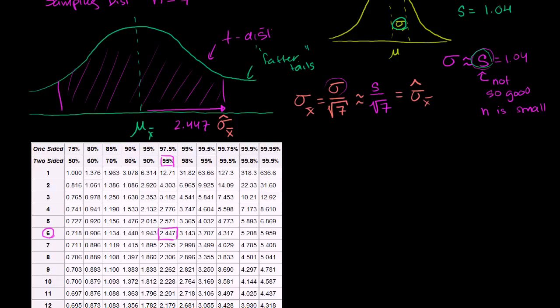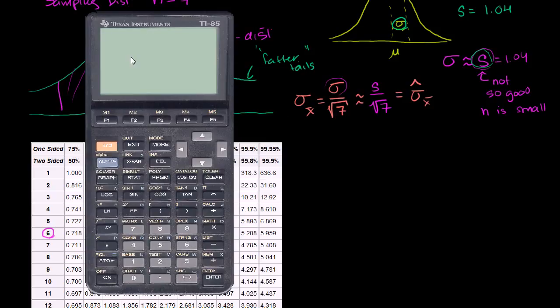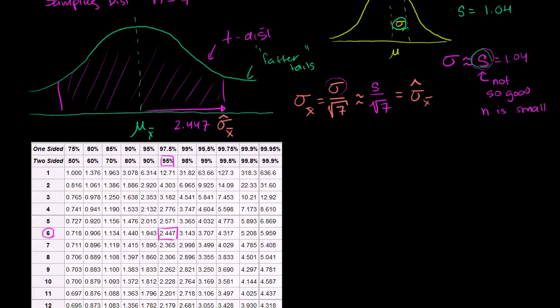So let's get our calculator out. We know our sample standard deviation is 1.04, and we want to divide that by the square root of 7. So we get 0.39.